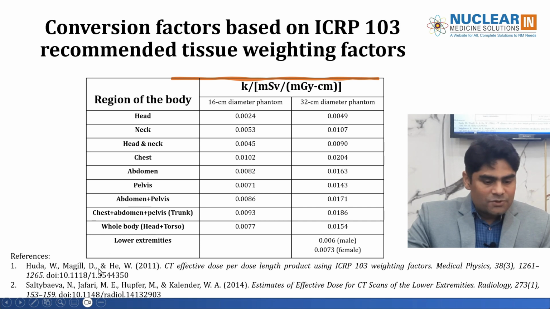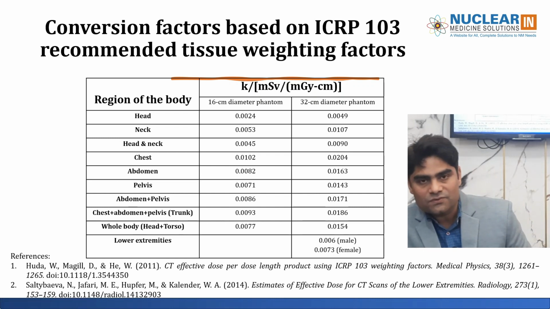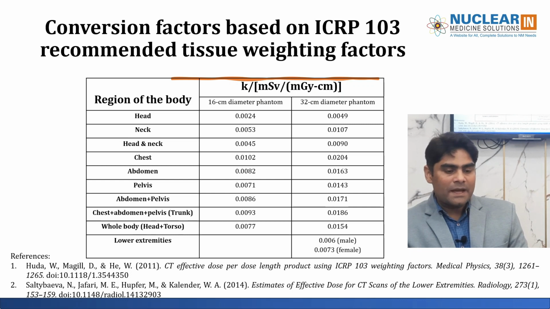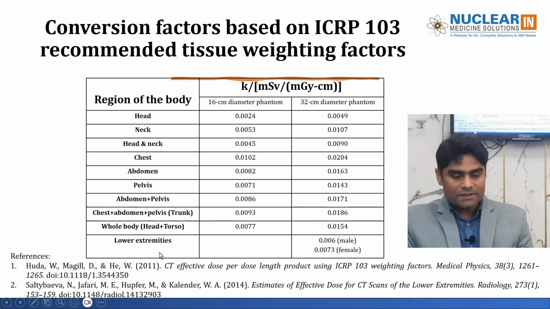This paper was published by Huda et al. in 2011, and this one was published in 2014. They give conversion factors that are based on ICRP-103 recommendations, using the tissue weighting factors given in ICRP-103. They have values for the whole body and combined values for chest, abdomen, pelvis, and for the lower extremities.